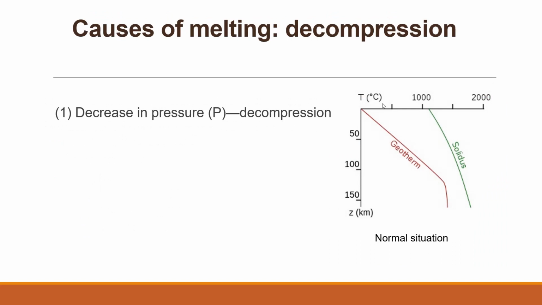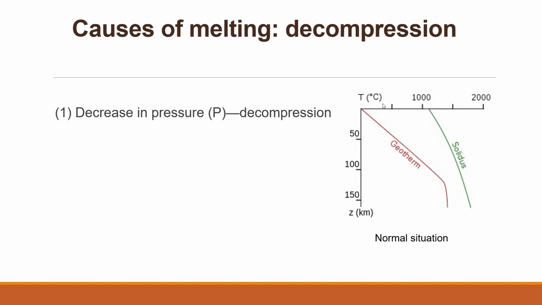So decompression melting is a reduction in pressure. If you increase pressure, you need more heat to melt a material. By increasing pressure, you increase the melting temperature. The same thing happens the other way: if you decrease pressure, you reduce the melting temperature. The reason we have this increased pressure is typically that materials are at depth, so they're under a lot of pressure.